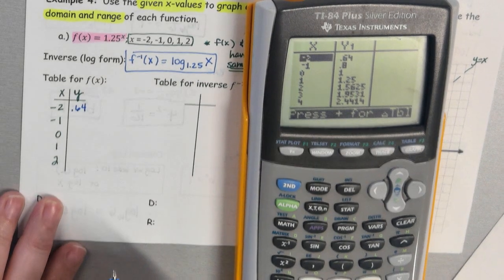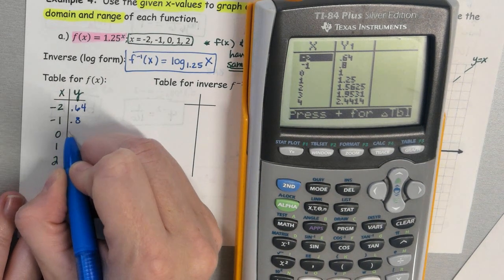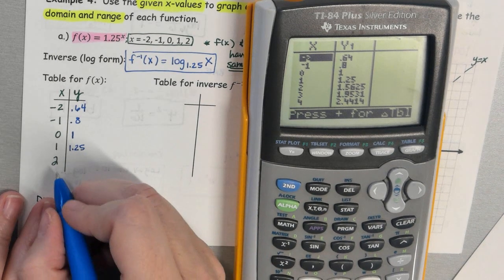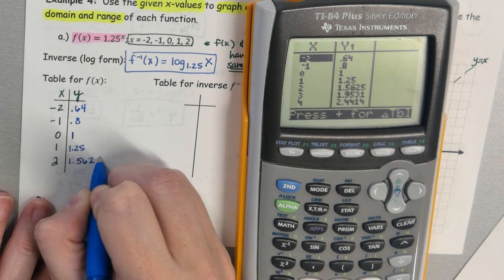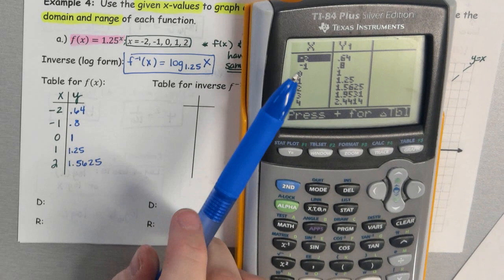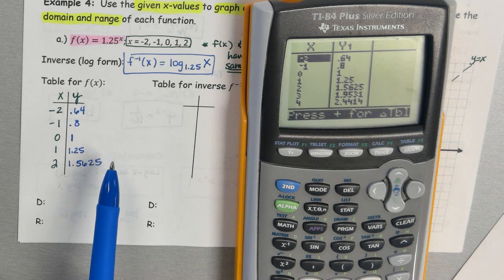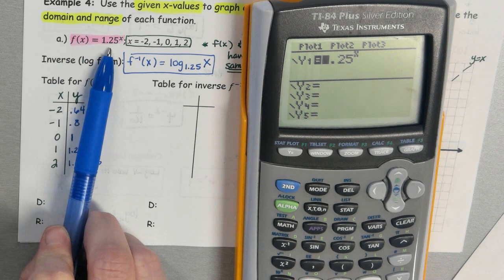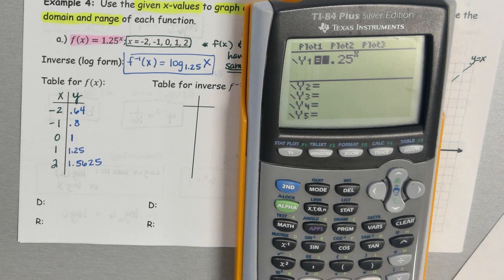At -1, I'm at 0.8. And this makes sense because anything to the 0 power is 1, right? Anything to the first power is that same thing. And then I have 1.5625. Okay, any questions for me on filling out your table there? So this is your table for f of x. So it's the 1.25 to the x. Yep, so that's what we're going to plug in.